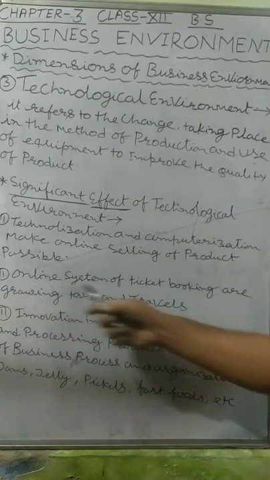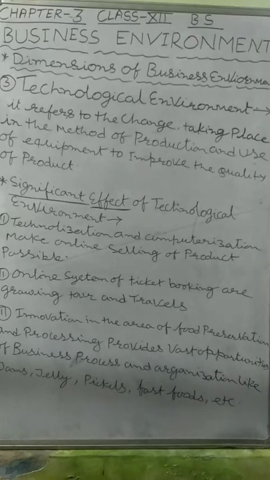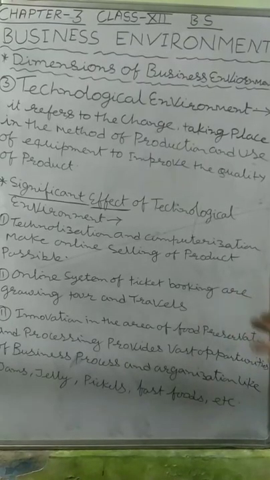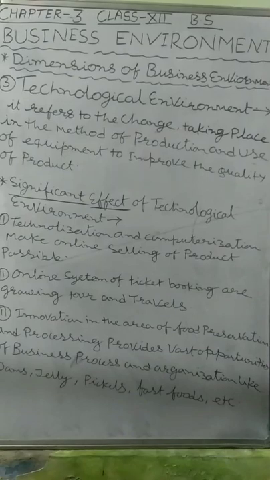The next is that online systems of ticket booking are growing tour and travels. Before this online ticketing system, we all know that tour and travel was a difficult task for a particular person, and it became even more difficult or tough when it was about a whole family going on a tour and travel to some destination. But the online system of ticket booking is just an example of the significance of the technological environment.